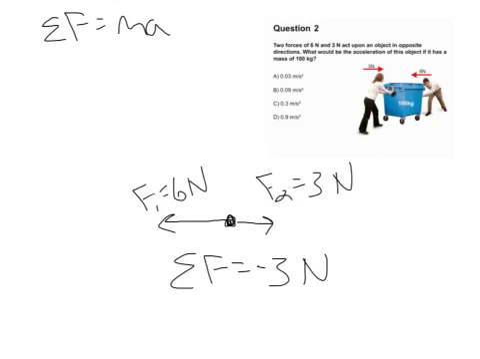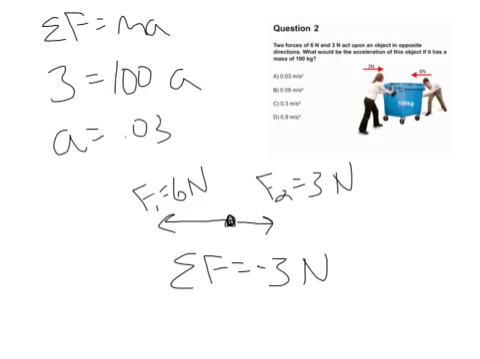So Newton's second law tells us net force equals mass times acceleration. Our net force here is our 3 newtons. The mass of our, what is that? It looks like a dumpster. Mass of our dumpster is 100 kilograms. We want to know the acceleration. Obviously, our acceleration is going to be 0.03, so our answer will be A.